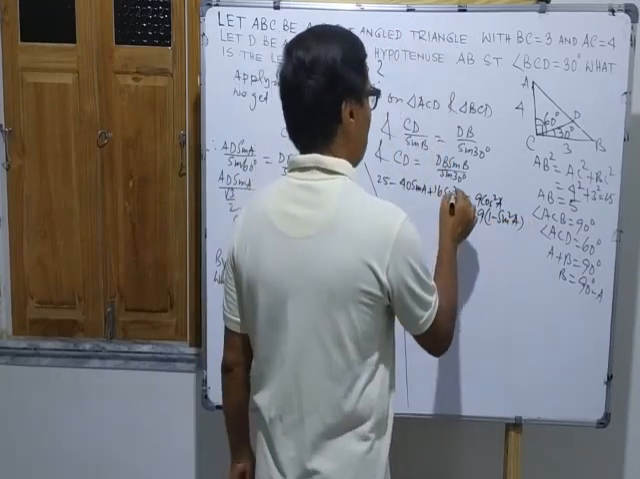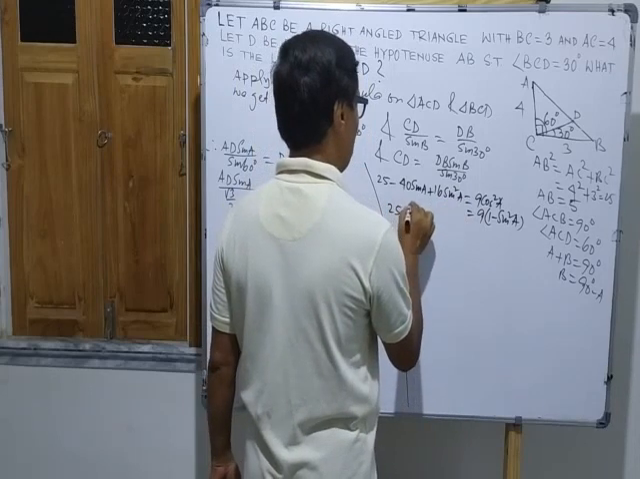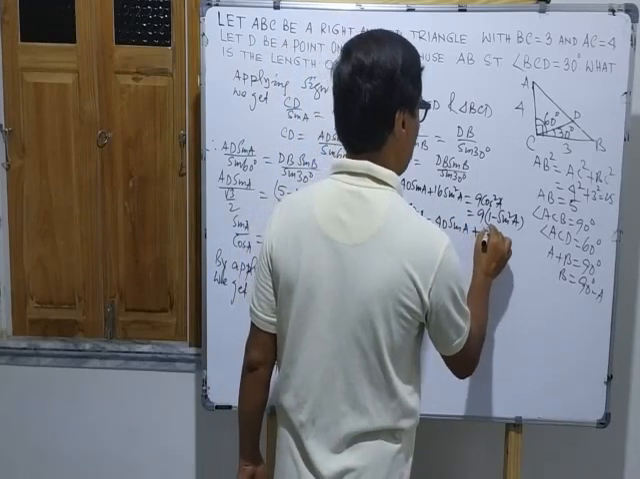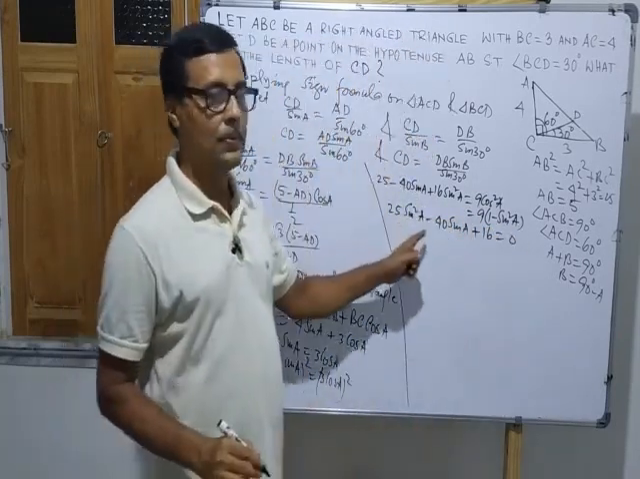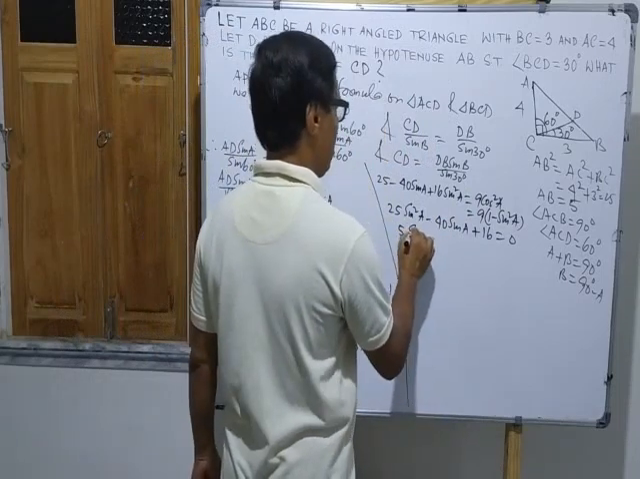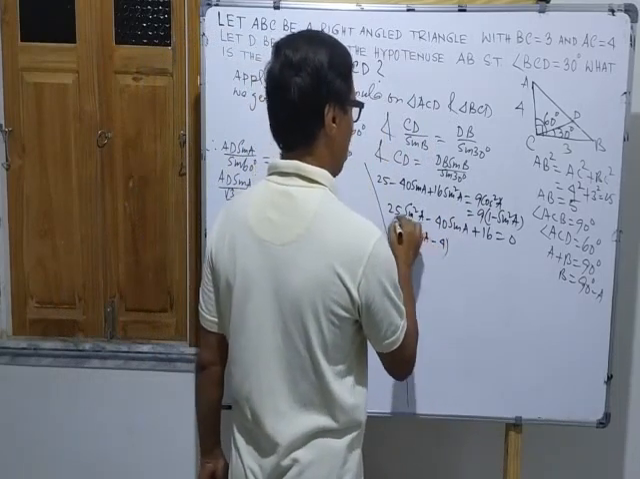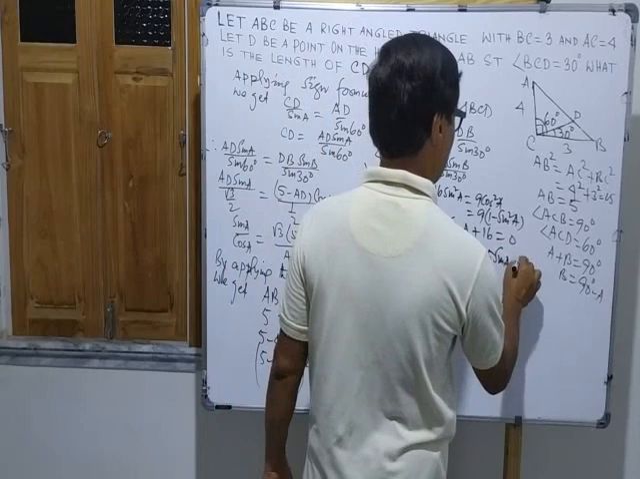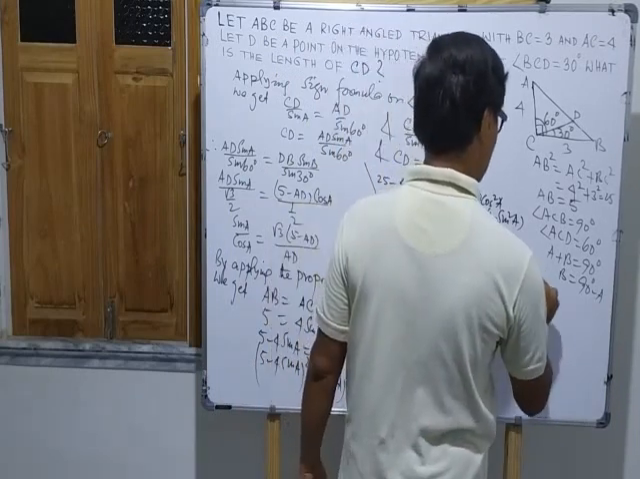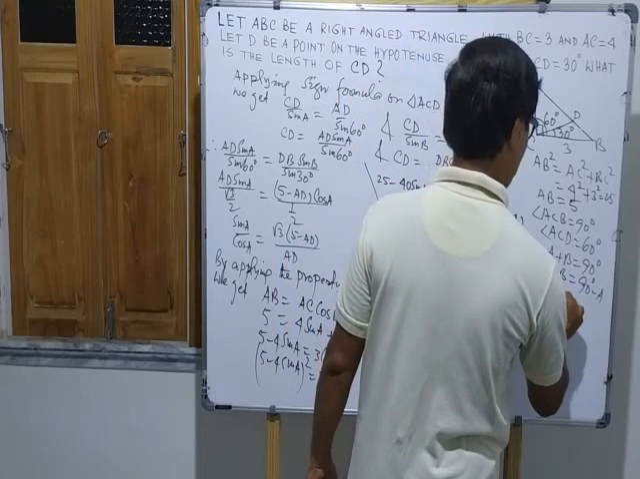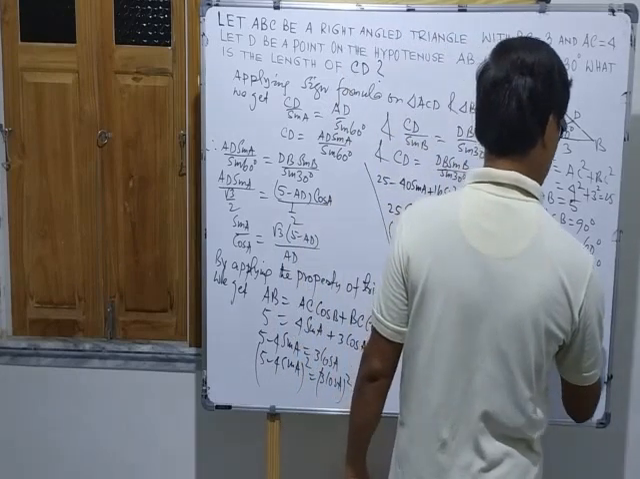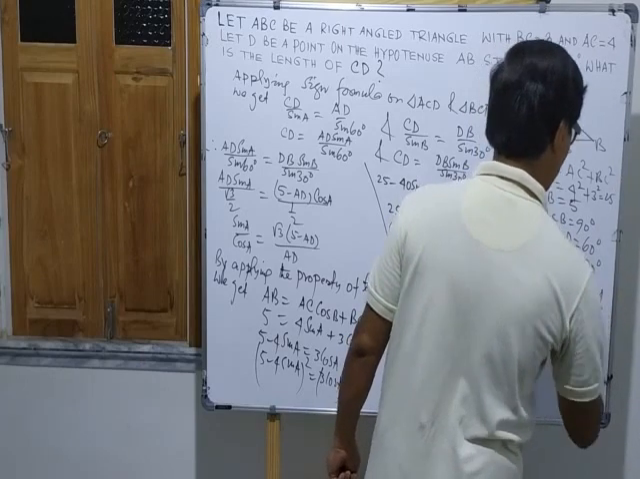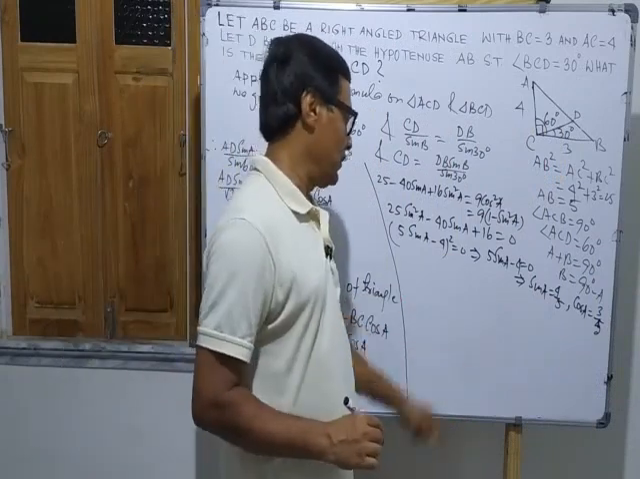So we get 25 sin square A minus 40 sin A plus 16 equal to 0. This is a perfect square: 5 sin A minus 4 whole square equal to 0. This implies 5 sin A minus 4 equal to 0, and this implies sin A equal to 4 over 5. So cos A equal to 3 over 5.